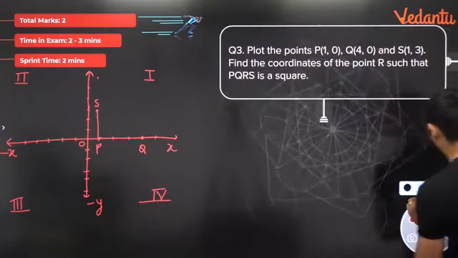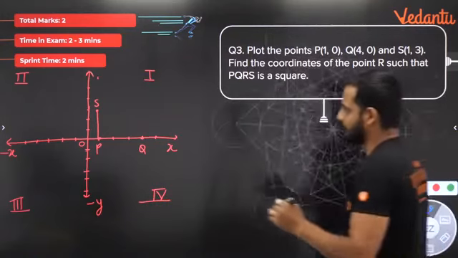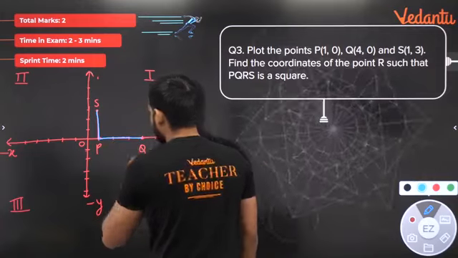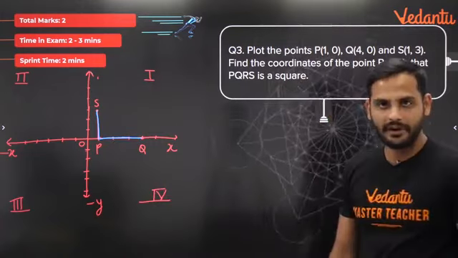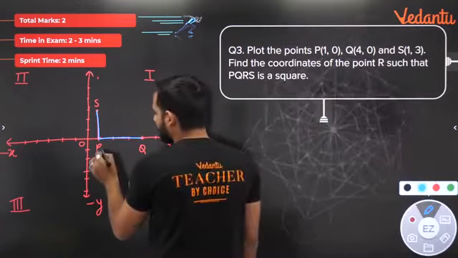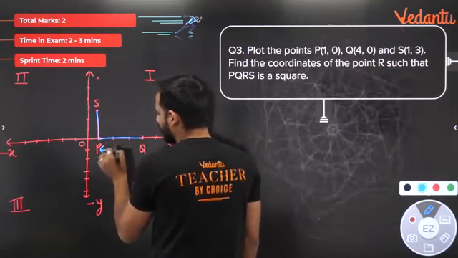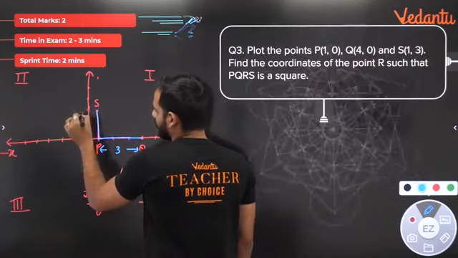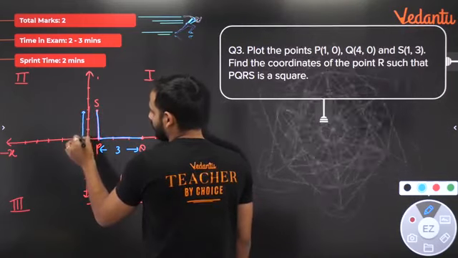Okay, if I join these 3 points, this is the shape I am getting. Now see, the distance between PQ is 1 to 4, so 4 minus 1 is 3 only, and this is 0 to 3, so it is again 3 only.